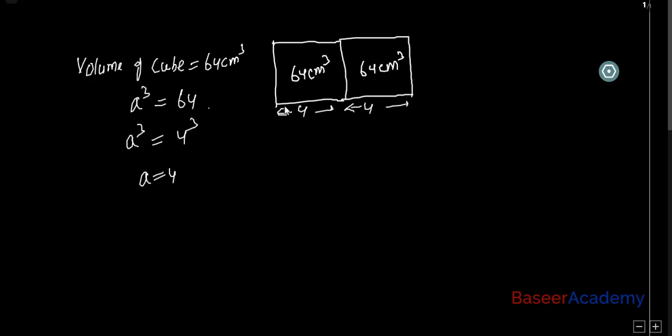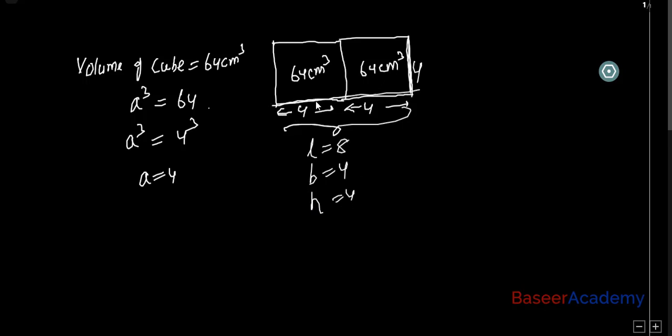Now this cuboid that we get here, the complete cuboid, will have the length as 4 plus 4, which is 8. The length of this cuboid will be 8. The breadth will still be the side of the cube, which is 4, and the height will also be 4. Now we have to find out the total surface area of this cuboid.